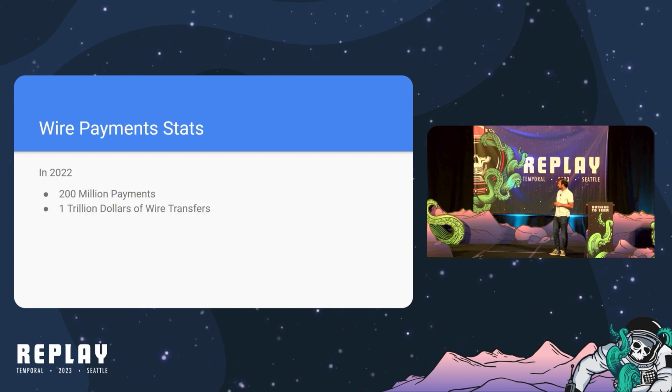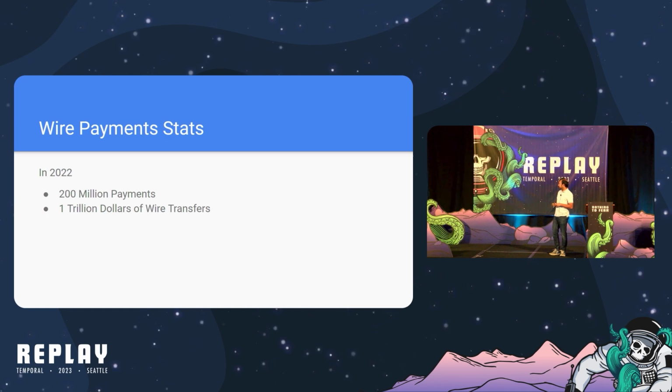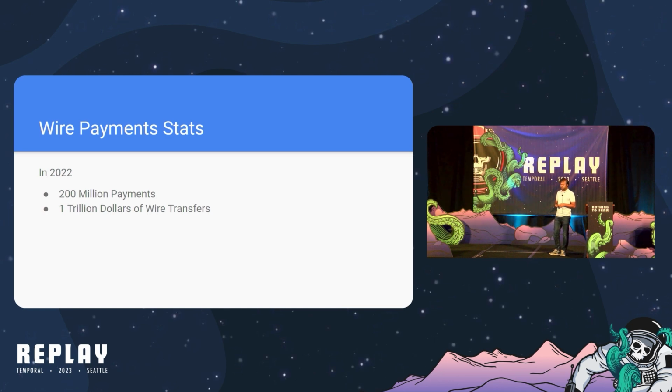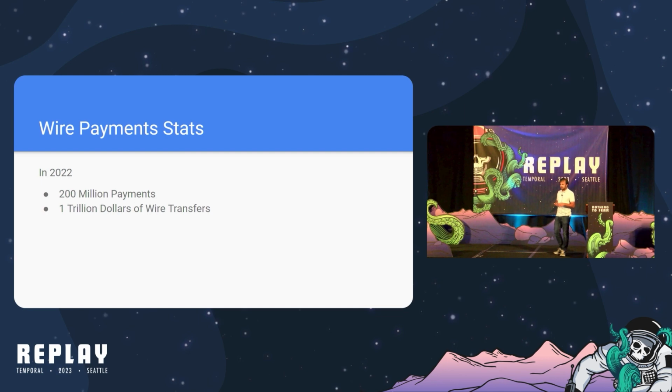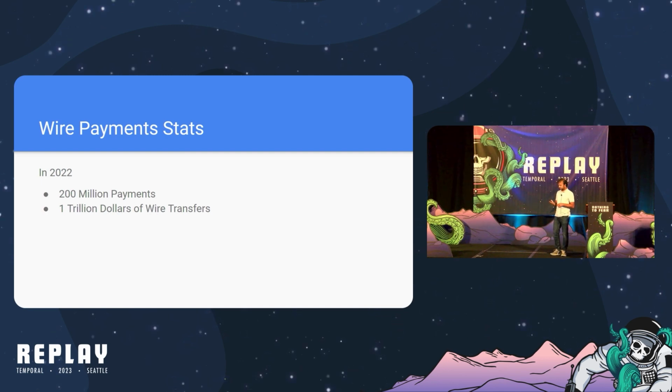Some stats: it's not as big as ACH, but it's growing almost 3 to 5% every year. There were 200 million wire payments in 2022 alone in the US, and $1 trillion has been moved in wire transfers.